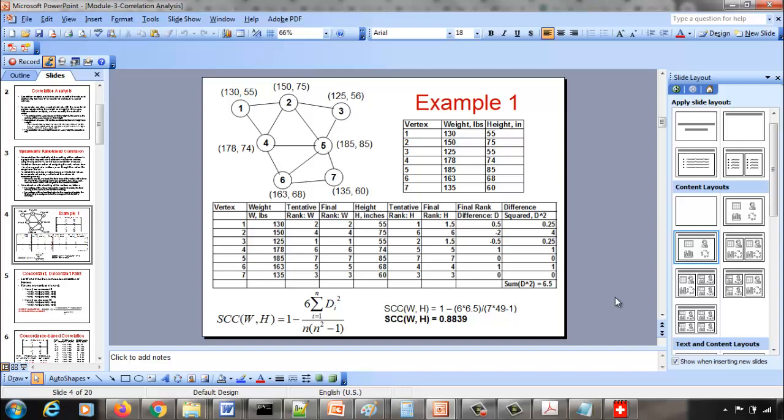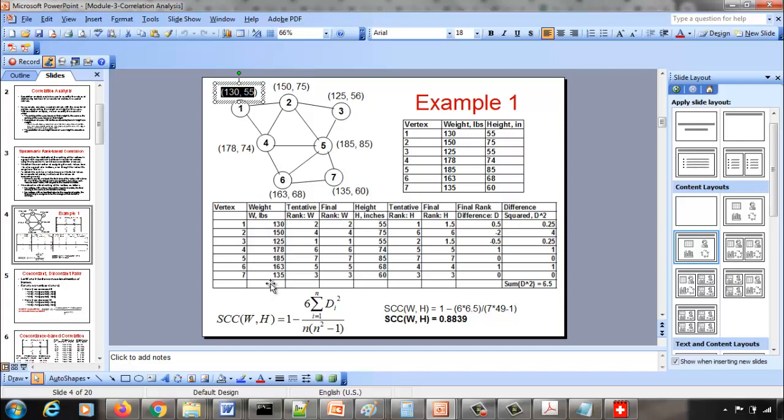So given a social network of 7 users and their weight and height, these are absolute values: the weight in pounds and the height in inches. What we're going to do is find a correlation coefficient based on the ranking of the users with respect to these two metrics. We can write down the first element in the tuple as the weight and the second as the height, as a column for the different vertices 1 through 7.